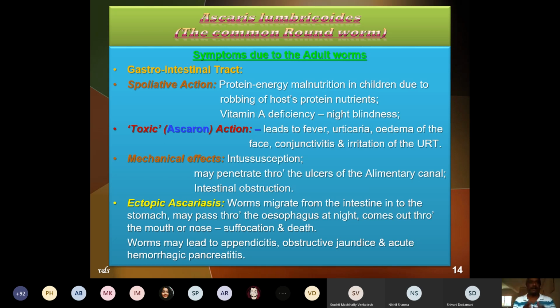At the same time, these live parasites may burrow their way into the intestinal ulcers which are present in the intestine of the host, ulcers produced by any other organism. Being hollow, these parasites may penetrate into the ulcer, giving rise to hemorrhages in the intestine. So this is another important characteristic feature of Ascaris, which leads to hemorrhage in the intestine.